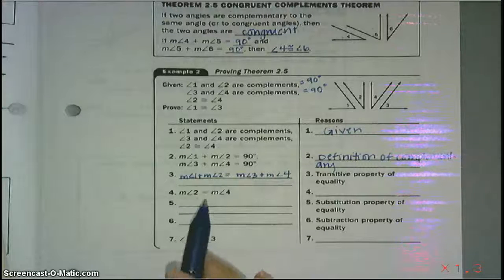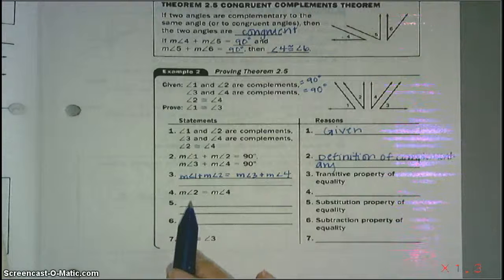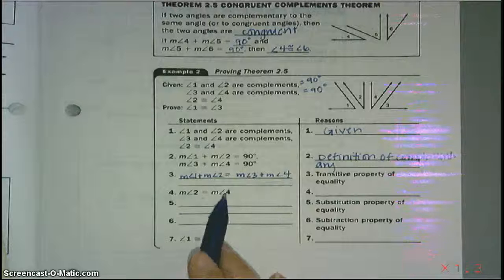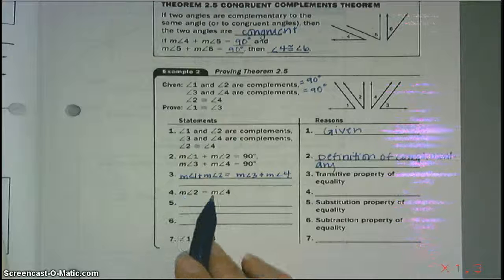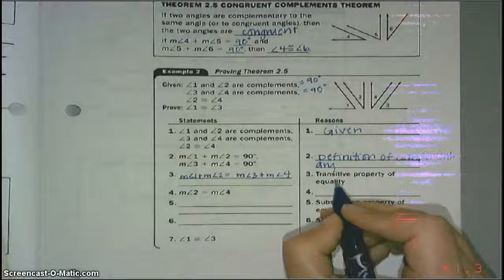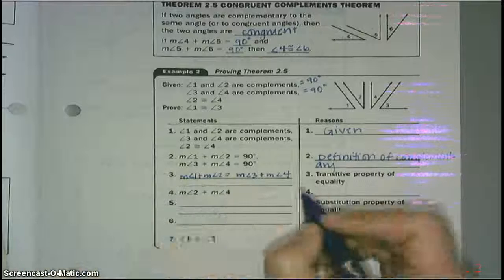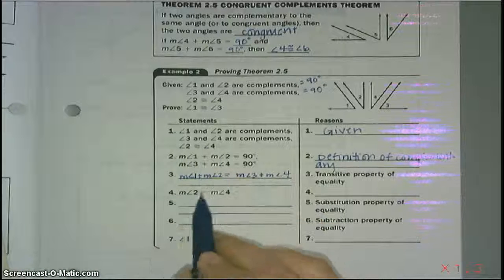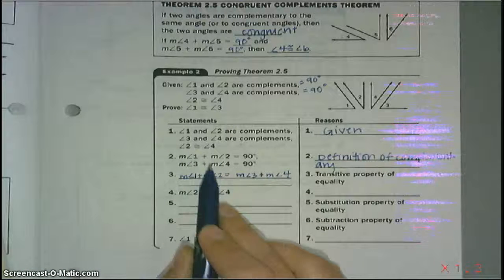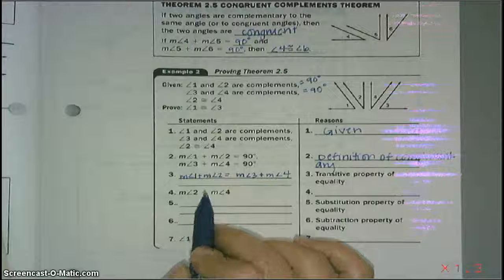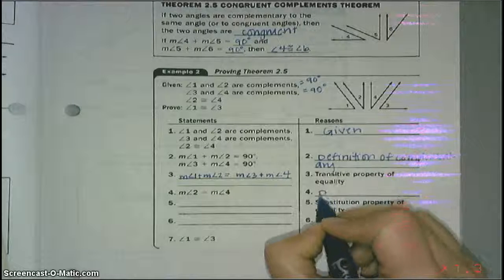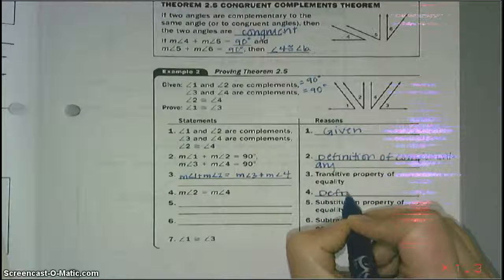The next part, where it says the measure of angle 2 is equal to the measure of angle 4. This is the congruence version of the angles. So definition of congruence. Here it just takes the statement, puts some m's in there, and changes the congruent sign to equality. So this is just the definition of congruence.